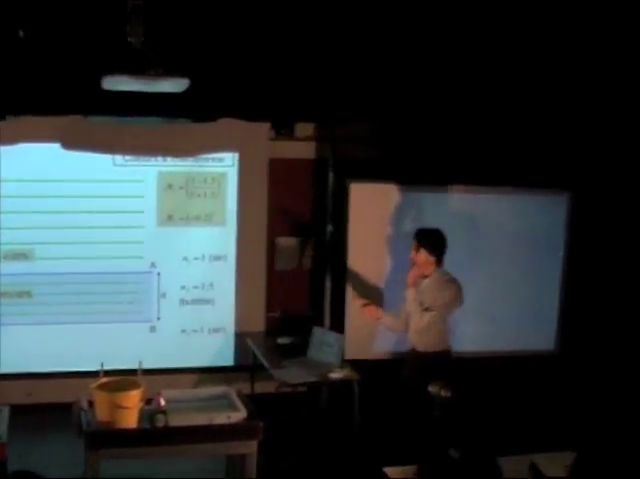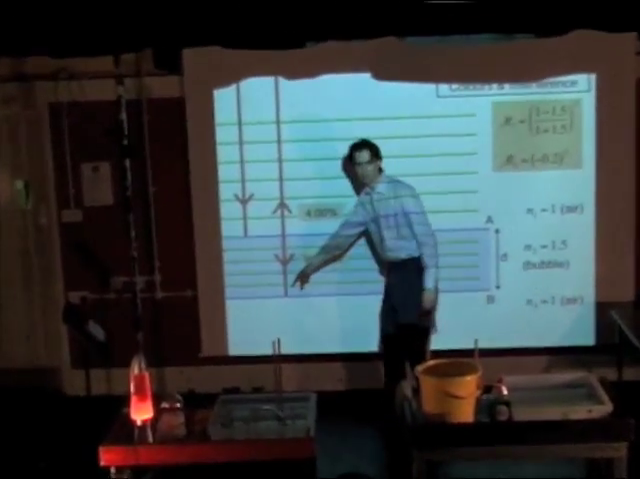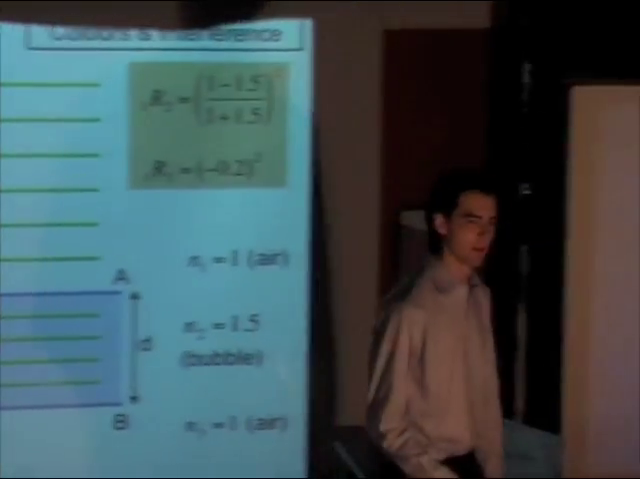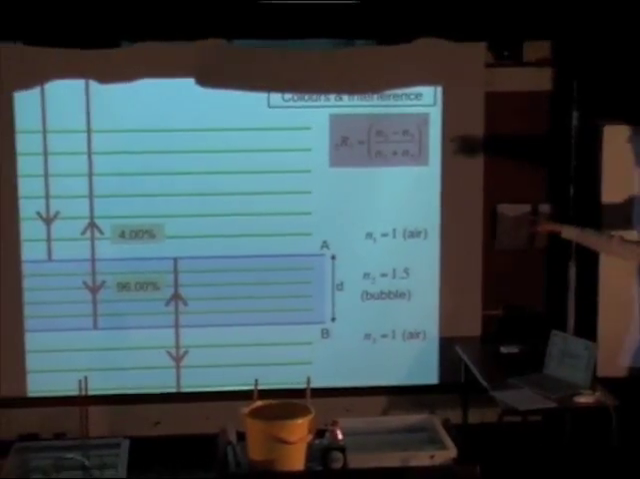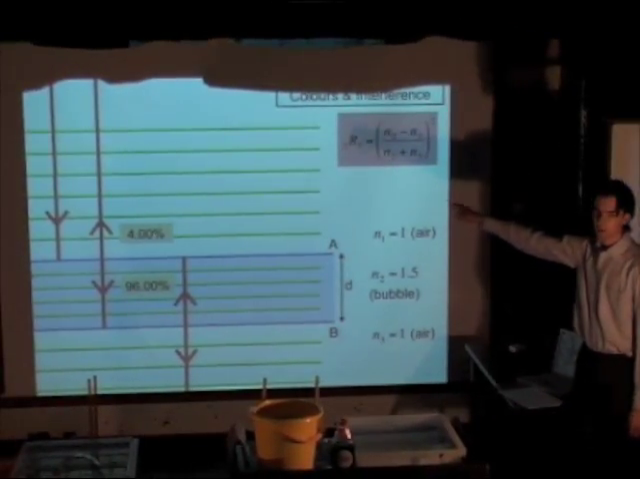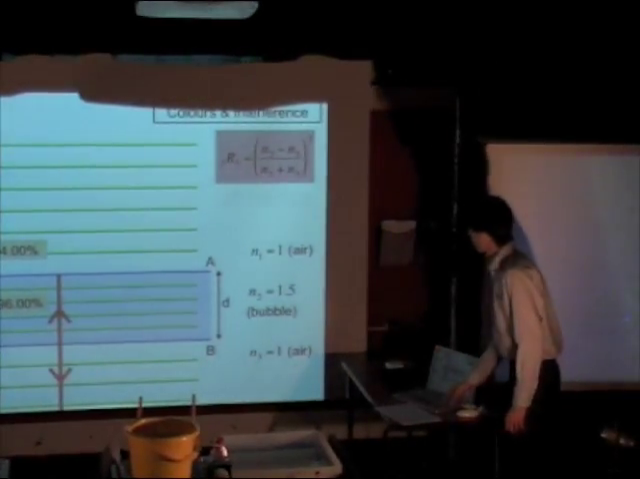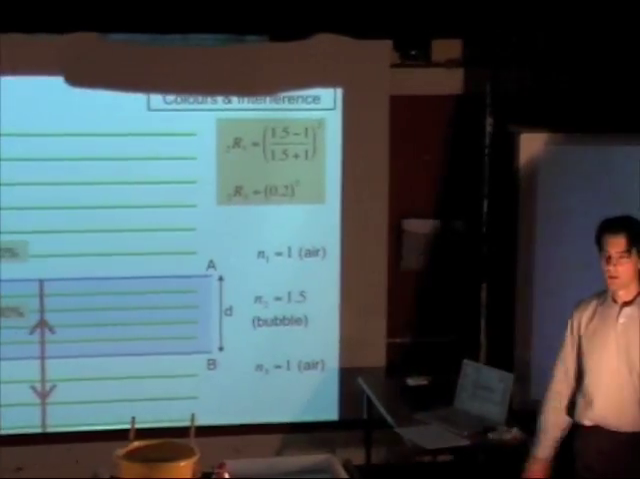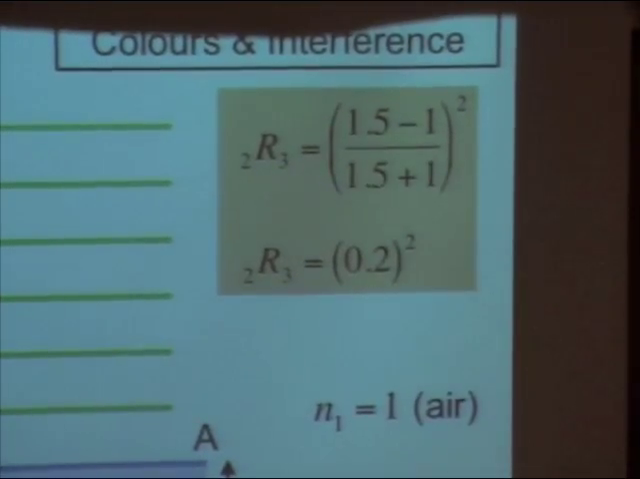Right. Next stage then is to figure out what happens at this second boundary, and this turns out to be the whole reason that you get the colours. Because at this boundary, some is going to reflect, some is going to go straight through and refract. And we do the same game again, but this time we do our 2 to 3. We're going from medium 2 to medium 3. We put the numbers in again, and this time we get positive 0.2 squared. So again it's 4%, but there's no flipping around.